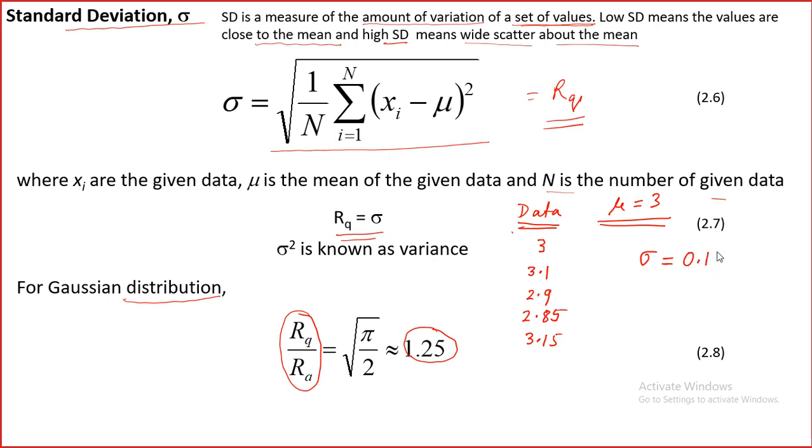Okay, 0.114. And so this should be the same as Rq, right? Because the definition is the same. Yes, can you calculate Ra? Just now we talked about Ra. You can go back to that. Ra, sir, is 3, no? Because we have to take the mean of this. Ra is 3. Ra cannot be 3.